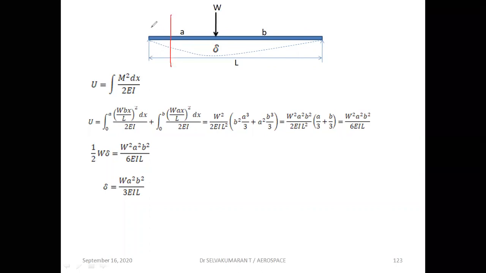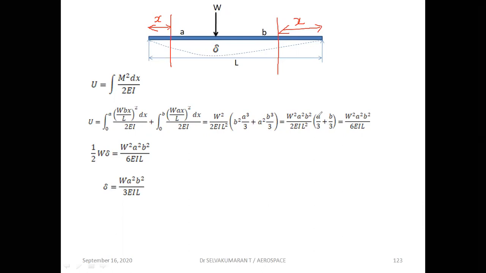Take a section, and if this is my X, write down the moment equation about this: WB by L into X. And if I take a section on the other side, and this is my X, the moment is WA by L into X. So the strain energy is the integral of m squared dx divided by 2EI, and if you integrate and apply the limits, you get this expression.